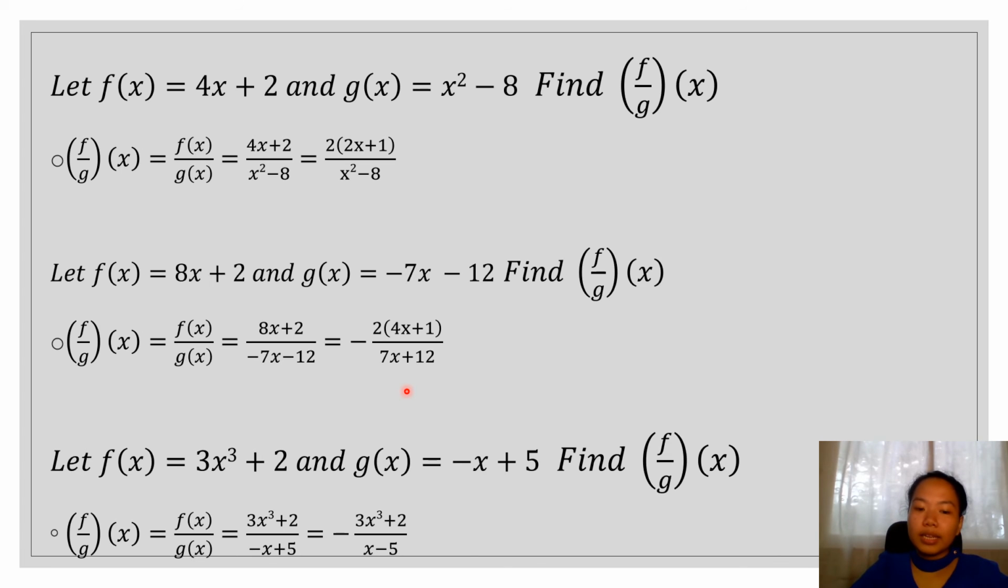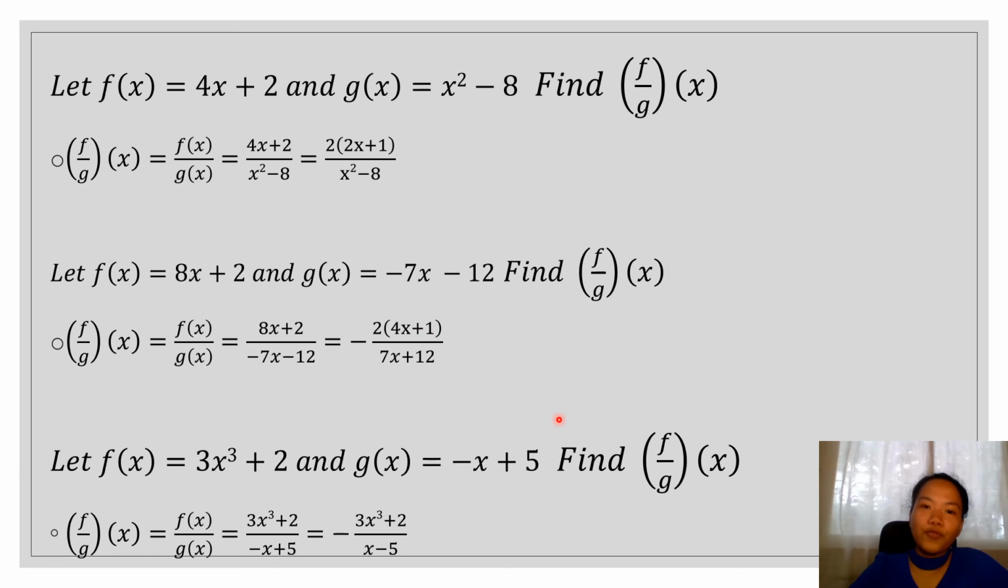So let us check this answer to know if our answer is really correct. So 2 times 4x equals 8x, correct? Good. 2 times plus 1 is 2. That's good. So correct. So here in the denominator, negative sign times negative 7x equals negative 7x. It's okay, correct. So negative sign times negative 12 is equal to negative 12. So our answer is absolutely correct.